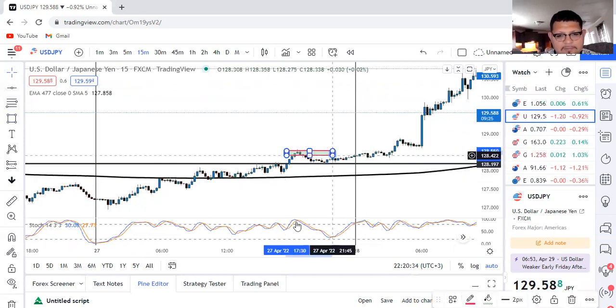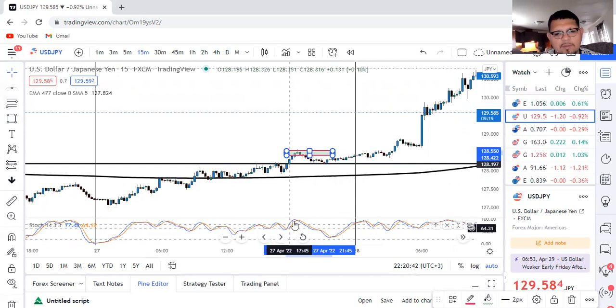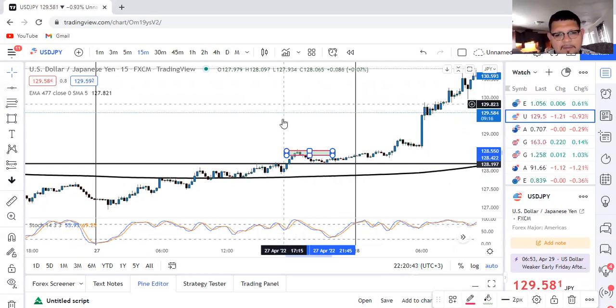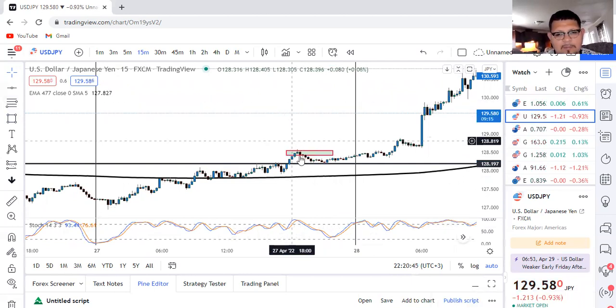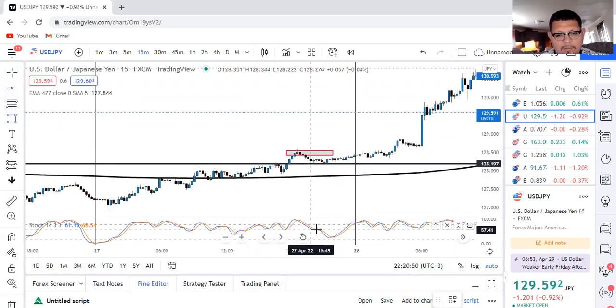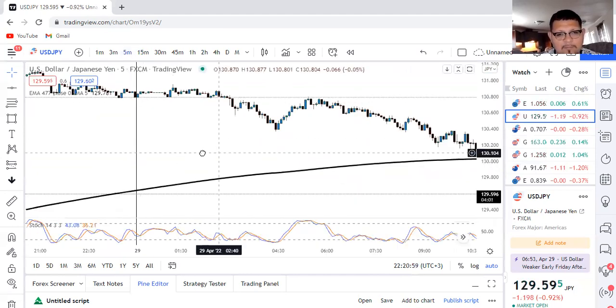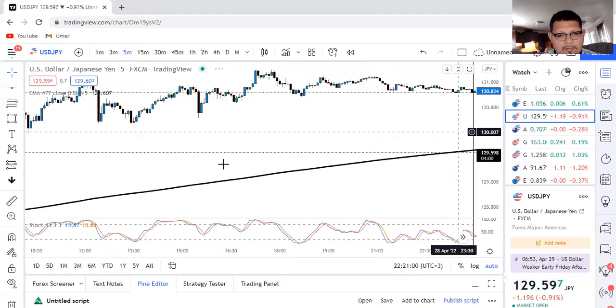For a buy, we want the stochastic to exceed the 80, right? And then we want to see it go below the 50 level. Once we wait for the stochastic to jump below the 50 level, we then go down to the 5-minute time frame.